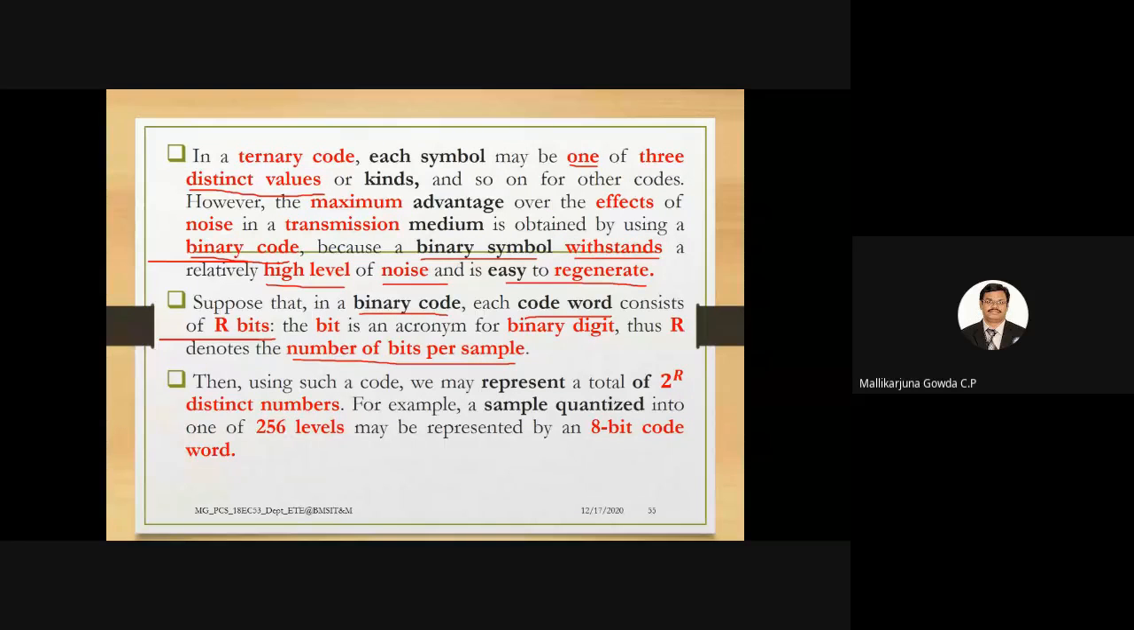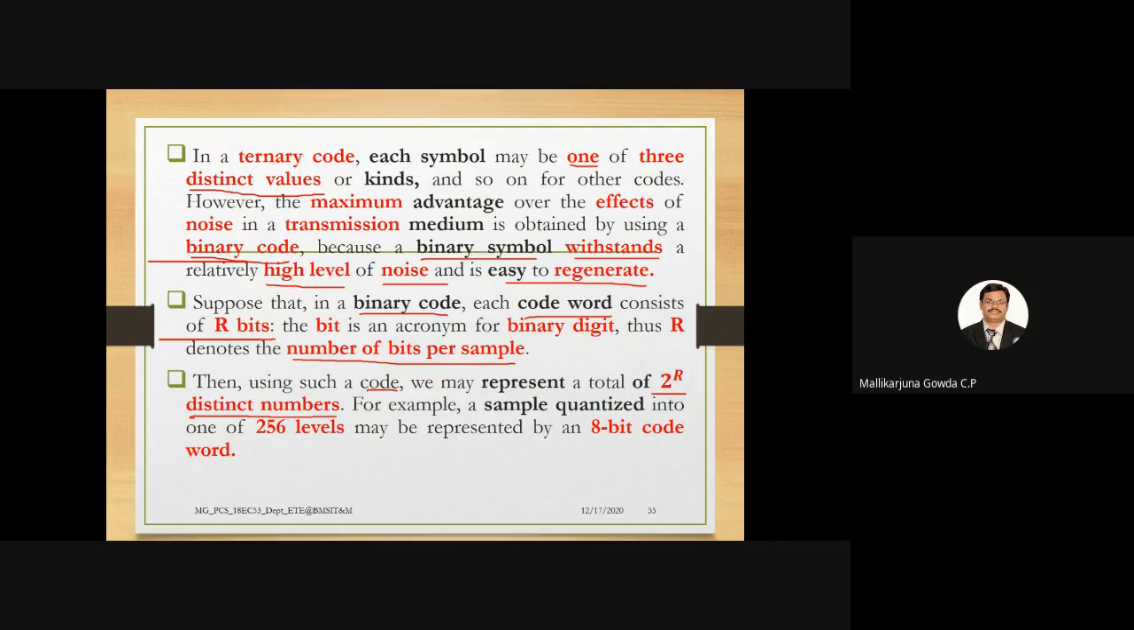So with that, whatever I said now, a binary code can represent a total of 2 power R distinct numbers. That means if the value of R is 3, I will be able to have a total of 8 combinations of pulses. Where R is the number of bits per sample. So if R is equal to 3, 2 power 3 is 8.